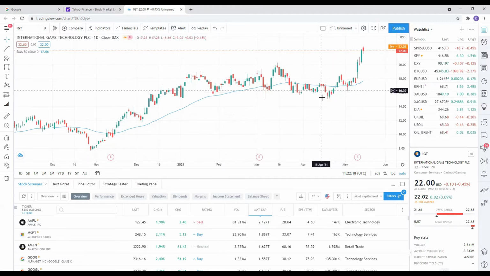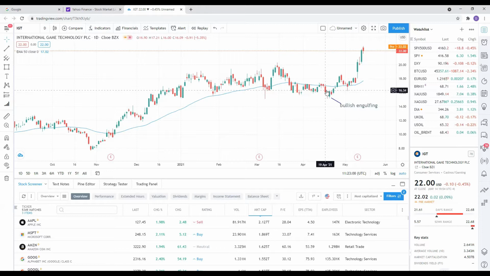This is a bullish engulfing chart pattern right here. There was a red candlestick, and then there was a green candlestick. The body of the green candlestick overpowered the body of the red candlestick. So the price of the asset went down. Then there was a big green candlestick. The body of the green candlestick overpowered the body of the red candlestick.